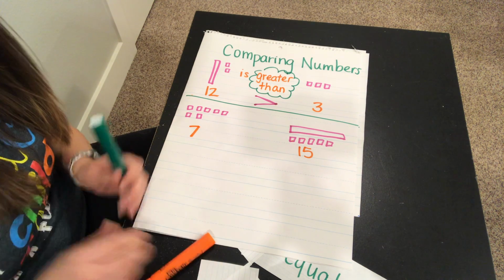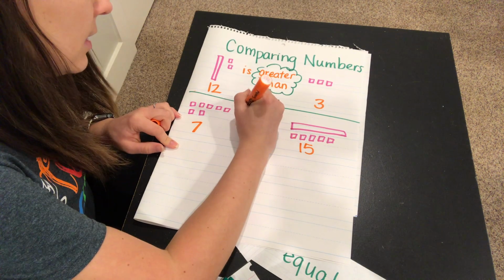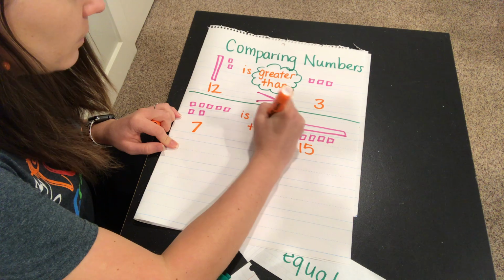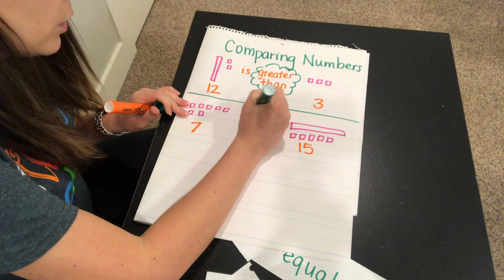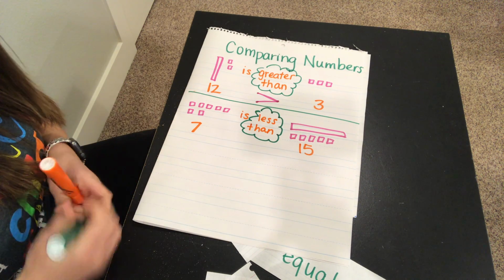Okay, so we can say 7 is less than 15. Less than means that it is smaller, okay? So 7 is less than 15.